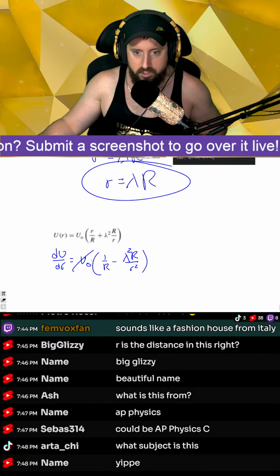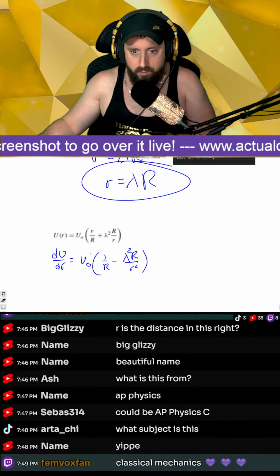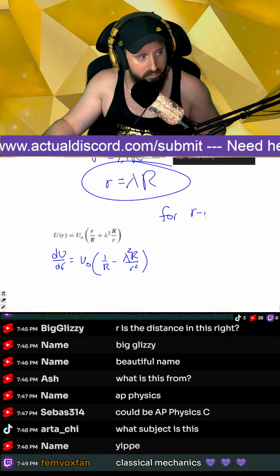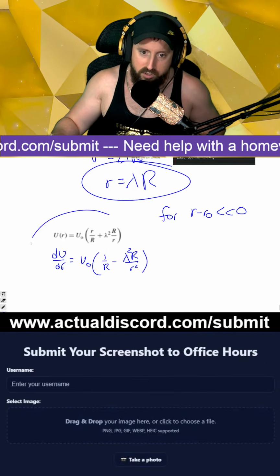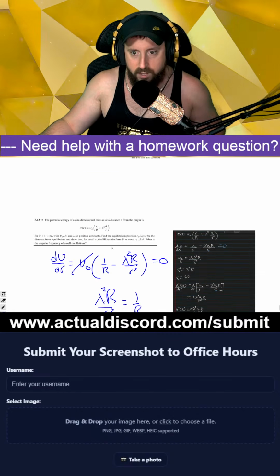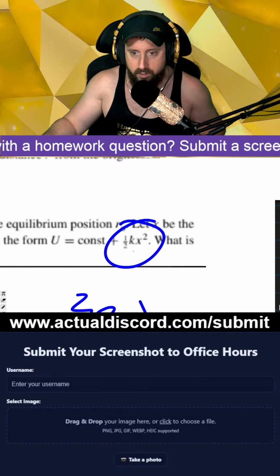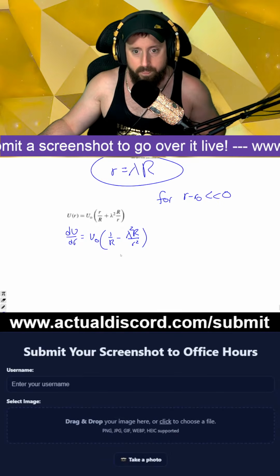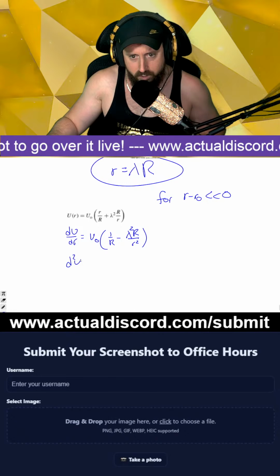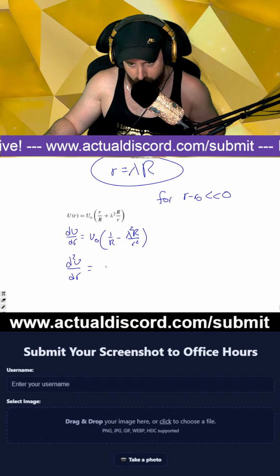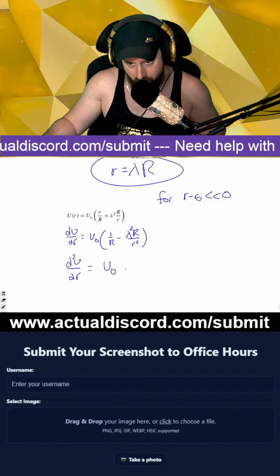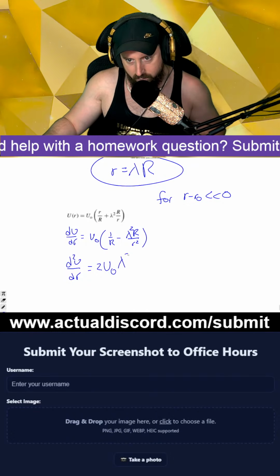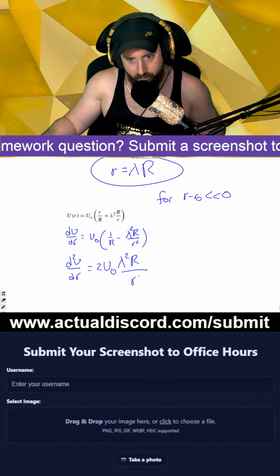So whenever we have small oscillations, I know that's going to be for R minus R naught. I'm just going to start calculating derivatives. And usually we just go to second order, right? Because we have kx squared here, this tells me already I'm only going to second order. So I probably just need the second derivative then, right? So d squared u dr squared is equal to 2u0 lambda squared big R over r to the third, right?